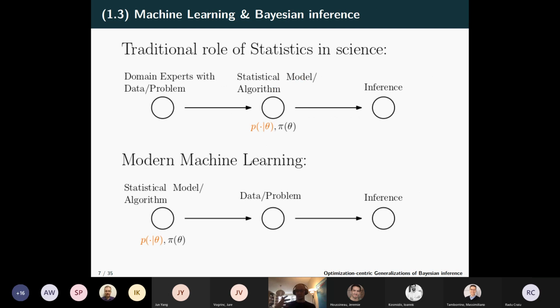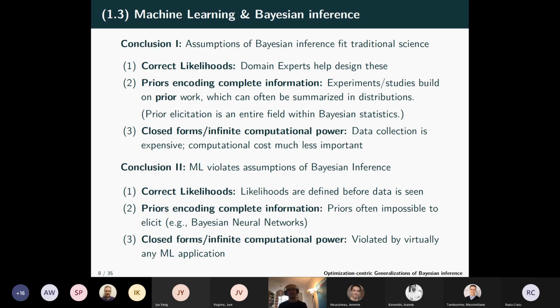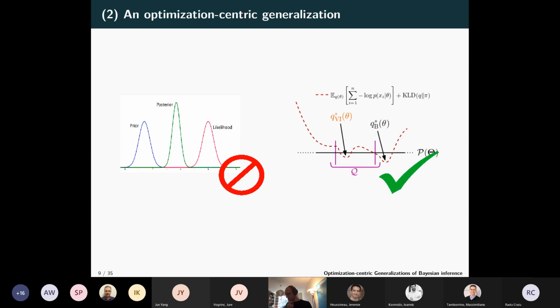Okay, so this is why we care about these three assumptions, because in a lot of statistical practice, they will be violated. And yes, this is just what I just said, written in text. And so once we've made that observation, there is one way we can go about trying to address this problem. And the way I will try to do this is by rewriting Bayesian inference as an optimization problem.